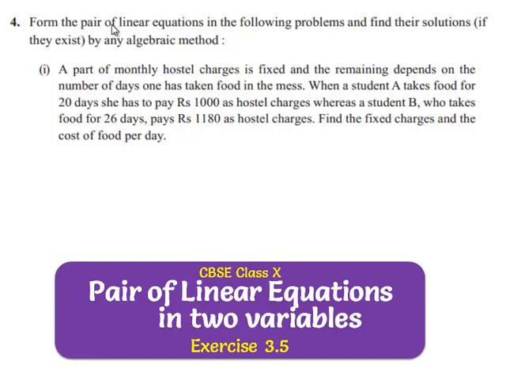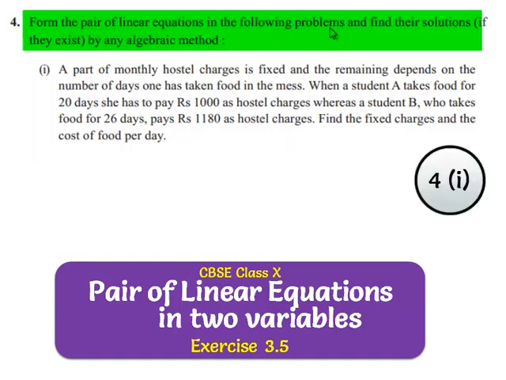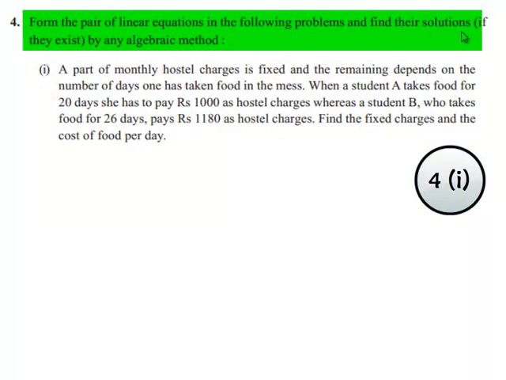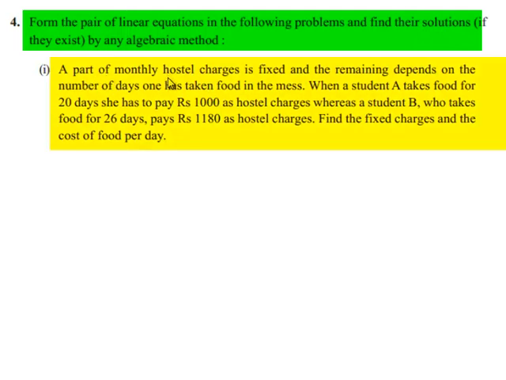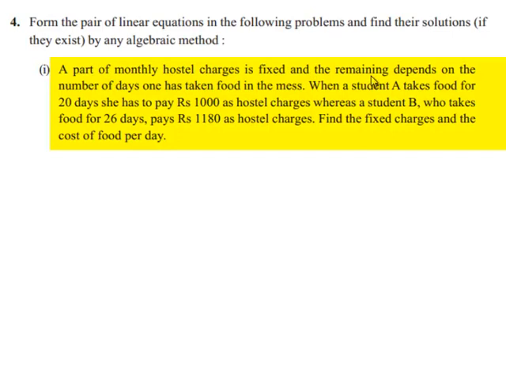Coming to the fourth problem, form the pair of linear equations in the following problems and find their solutions if they exist by any algebraic method. So the first bit is, a part of monthly hostel charges is fixed and the remaining depends on the number of days one has taken food in the mess. When a student A takes food for 20 days, she has to pay 1000 rupees as hostel charges. Whereas a student B who takes food for 26 days pays rupees 1180 as hostel charges. Find the fixed charges and the cost of the food per day.